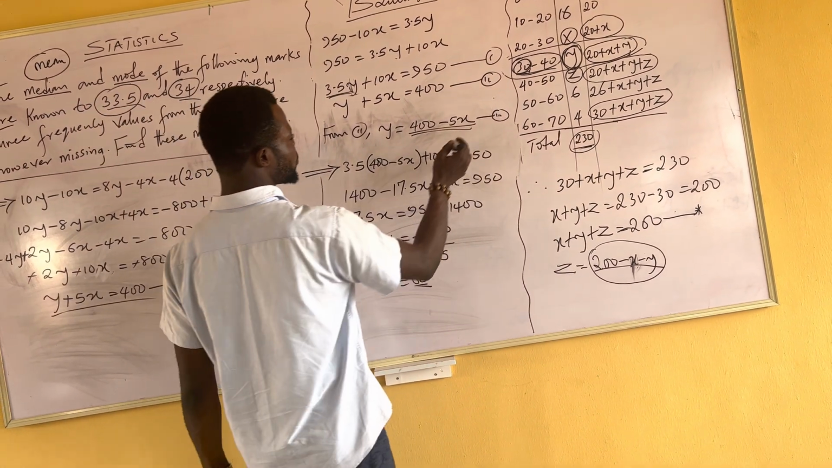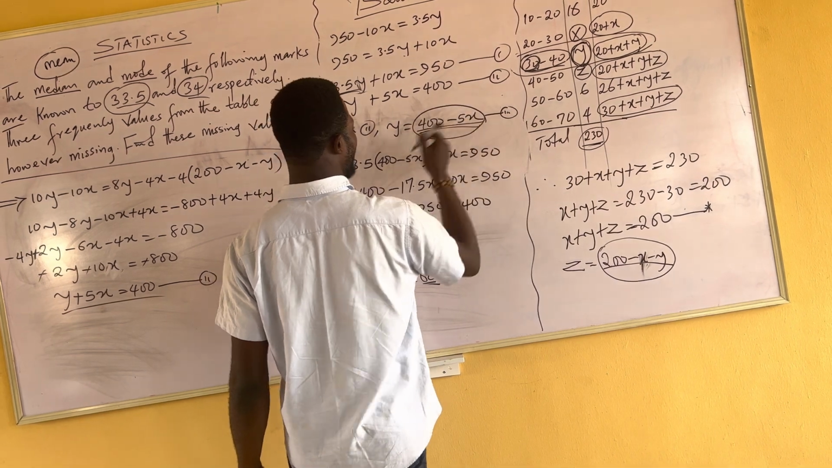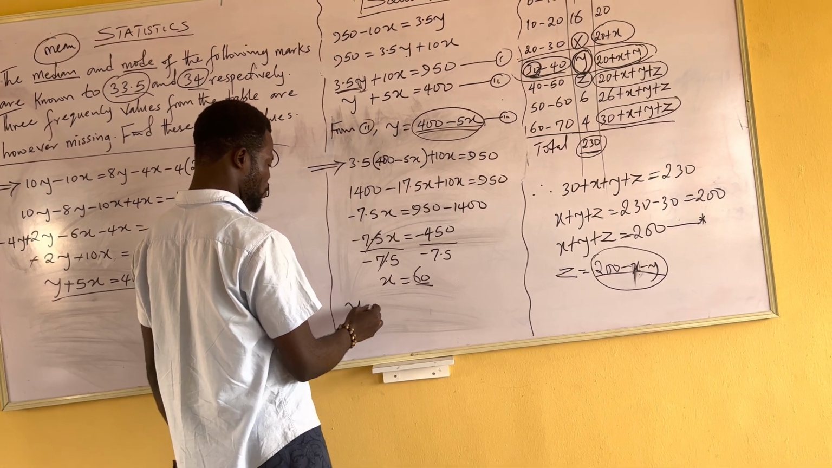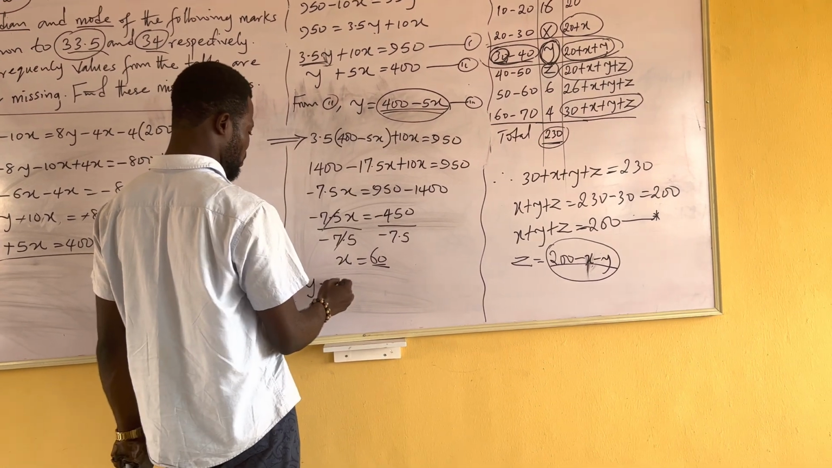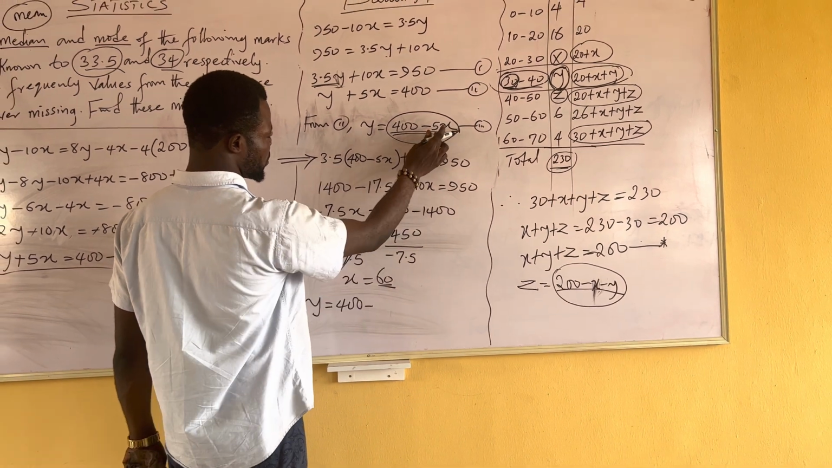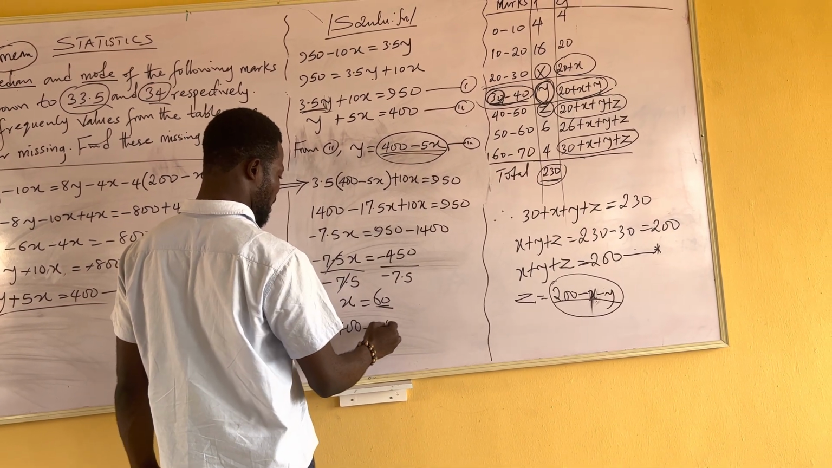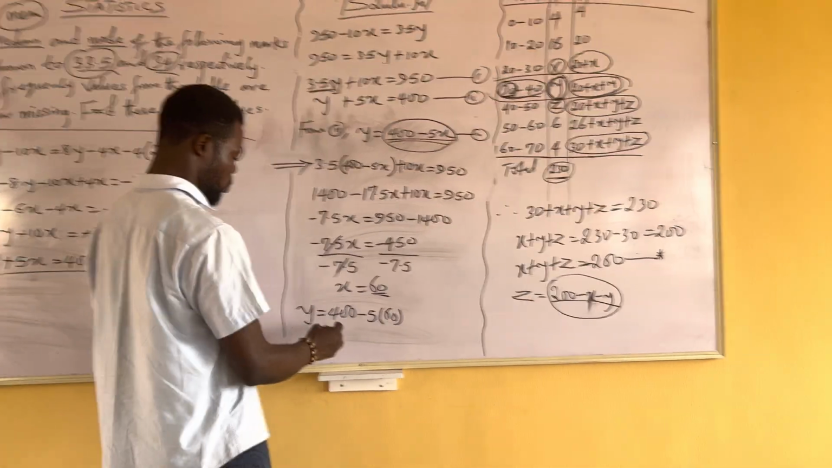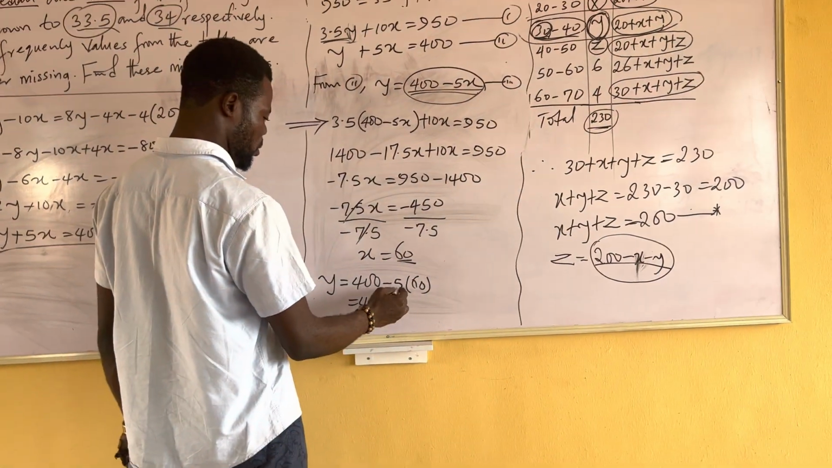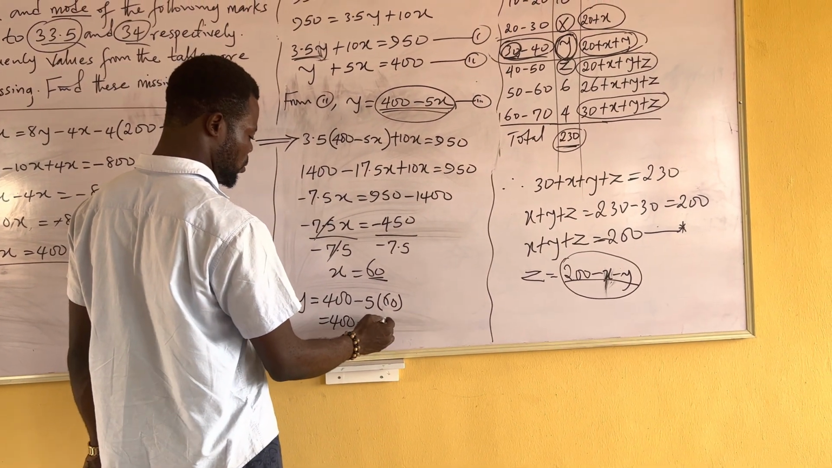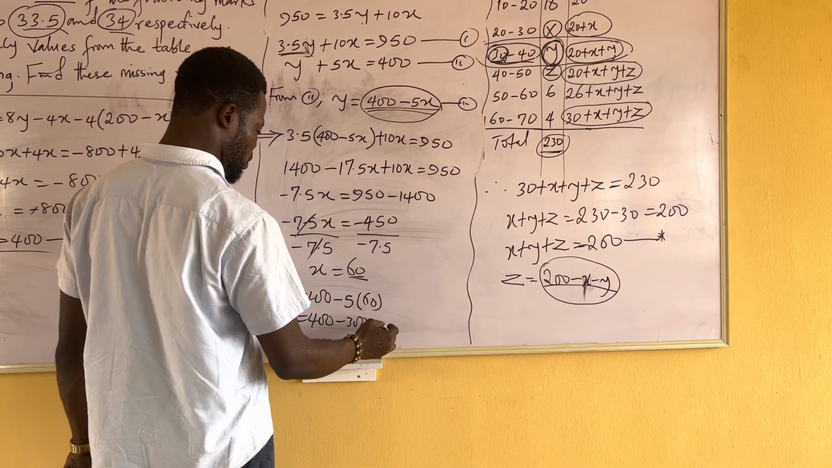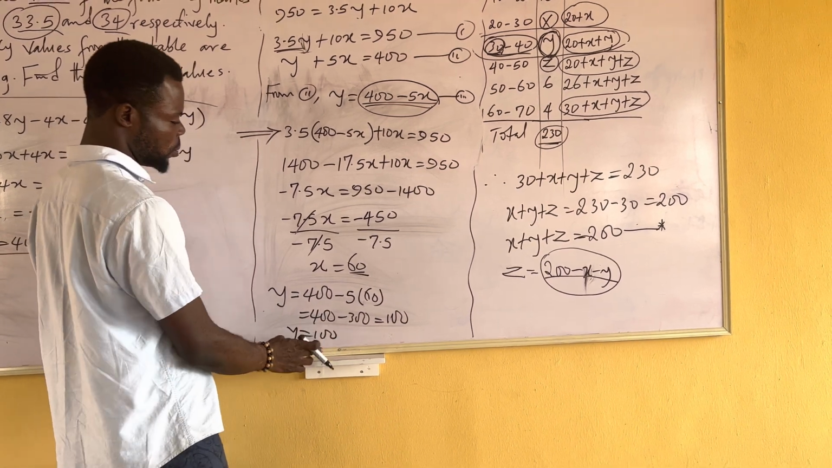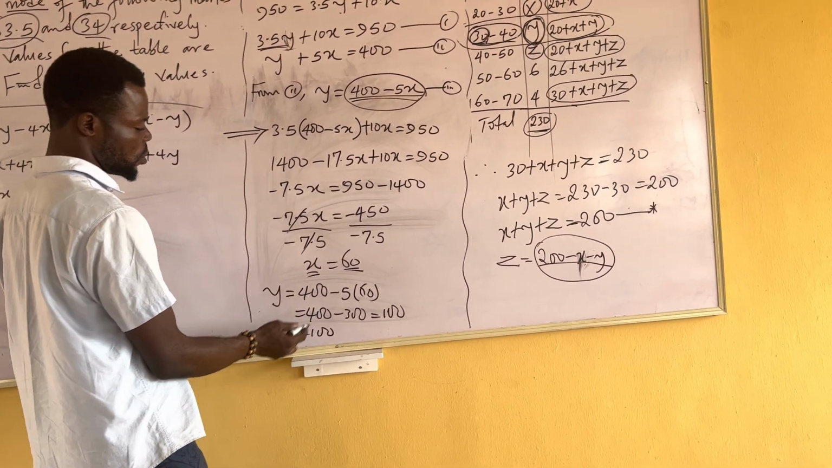So now we can go back to this equation 3 to find the value of y. So if you do that, our y will now be equal to, from here, 400 minus 5x, and my x is what? X is 60. So this one will give us 400 minus, this time, 300. So the answer will be what? 100. So my y is equal to 100 and my x is equal to 60.